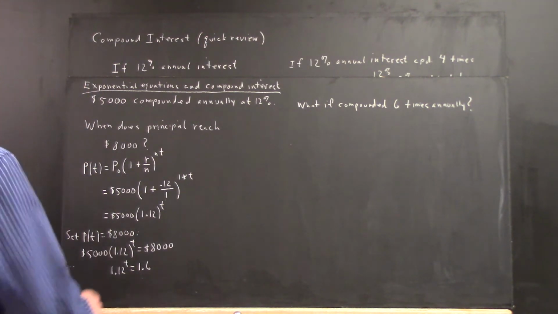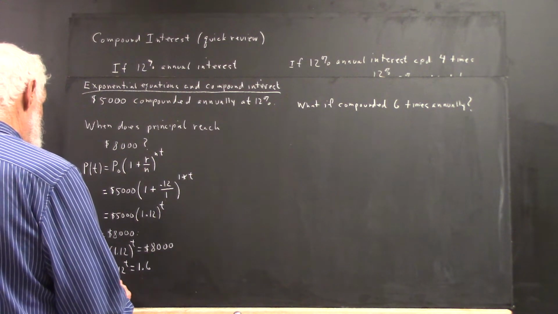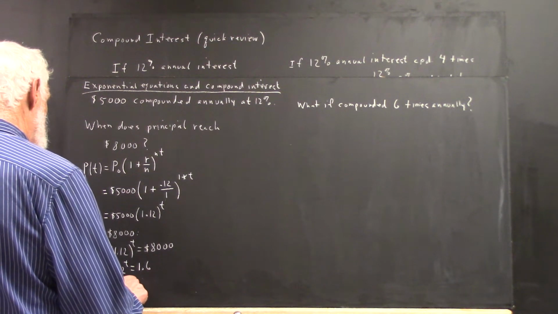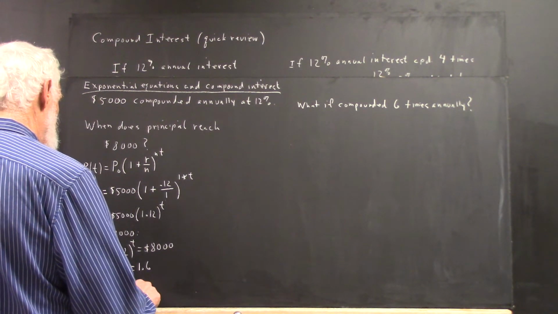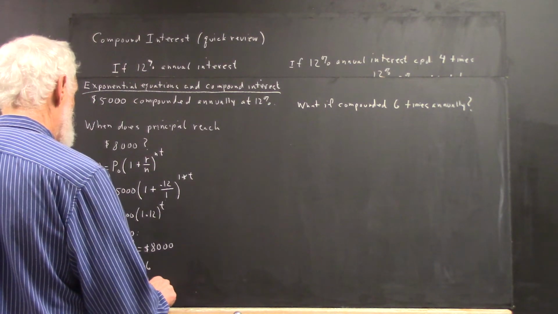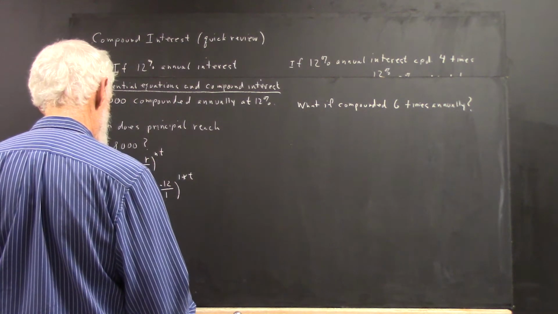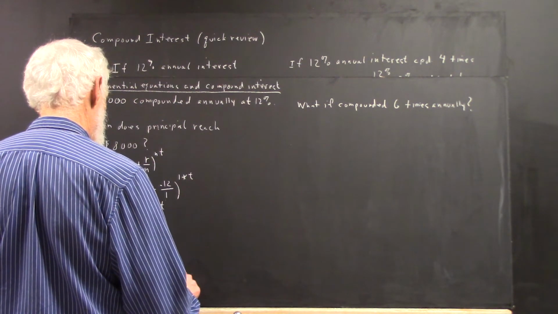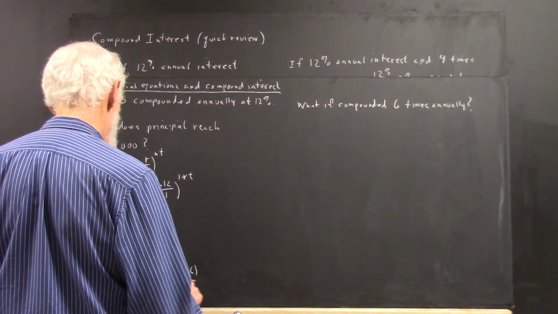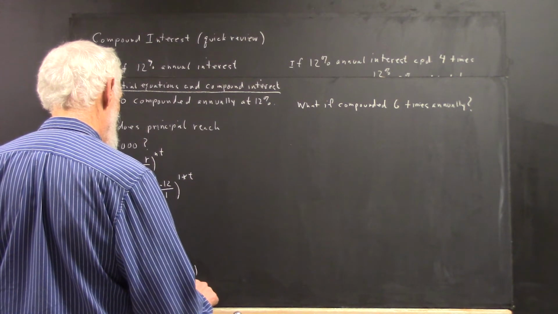And then we change this to logarithmic form, and we get t equals log base 1.12 of 1.6. And that's log of 1.6 divided by the log of 1.12.